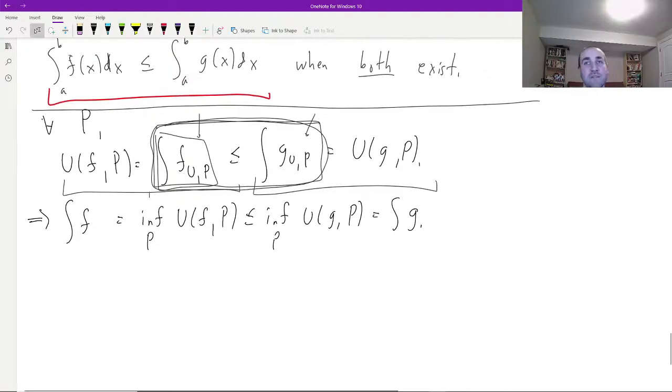All right, now everything just follows from the definition. The integral of f is the infimum of U of f_P over all possible partitions, and since I have an inequality for every partition, that's less than or equal to the infimum of U of g_P over partitions P, which is the integral of g. So that's it.